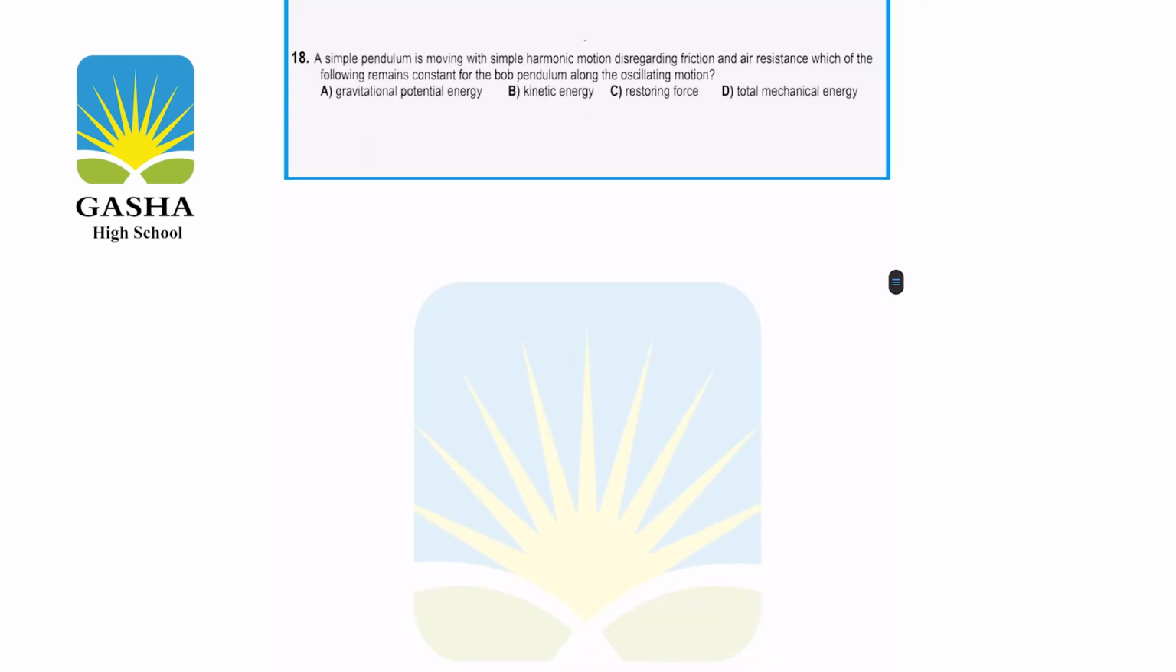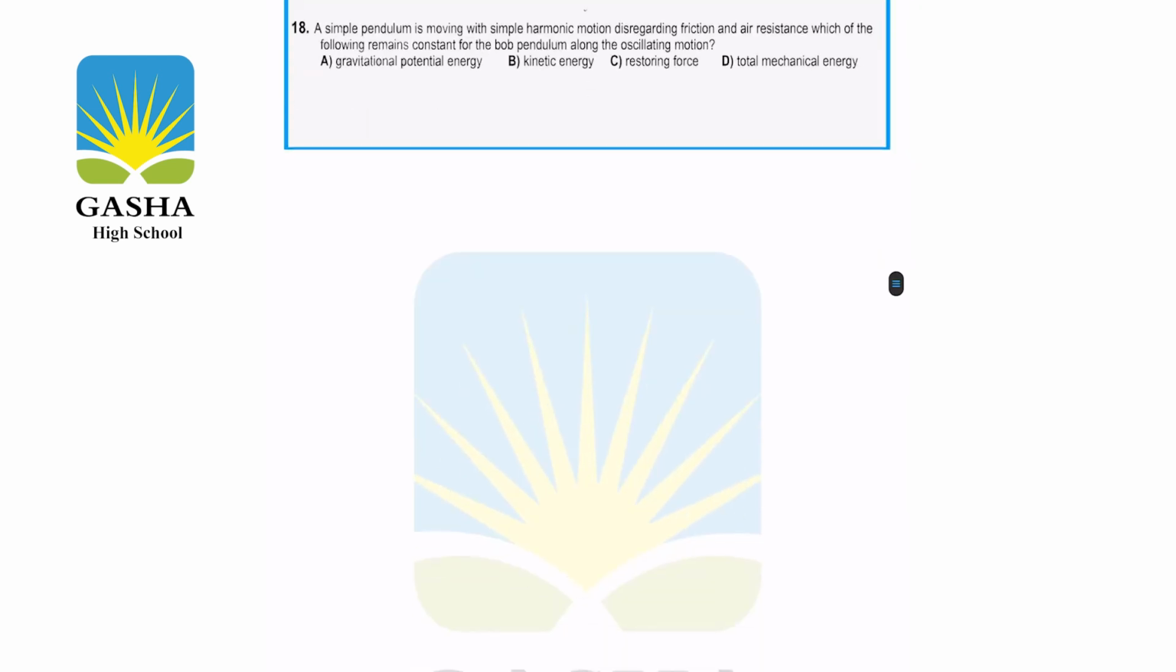Question number 18. A simple pendulum is moving with simple harmonic motion. Here we have no friction and air resistance, so no air resistance and friction affect the simple pendulum. Which of the following remains constant? That's the main point in the question, for a pendulum bob along the oscillating motion.